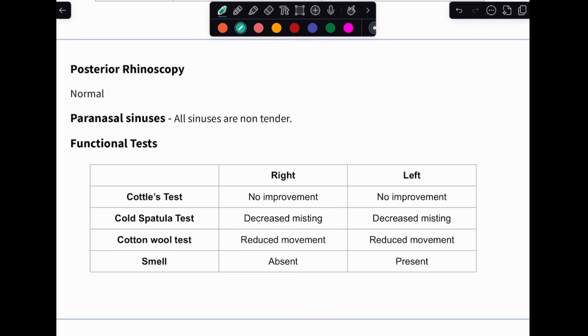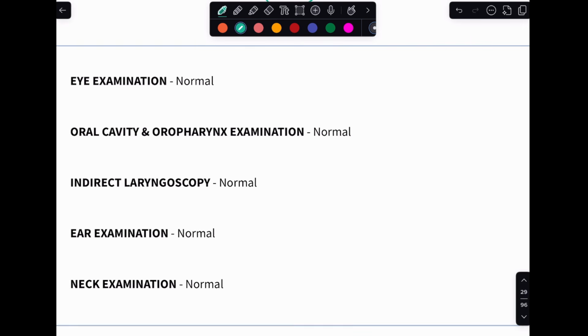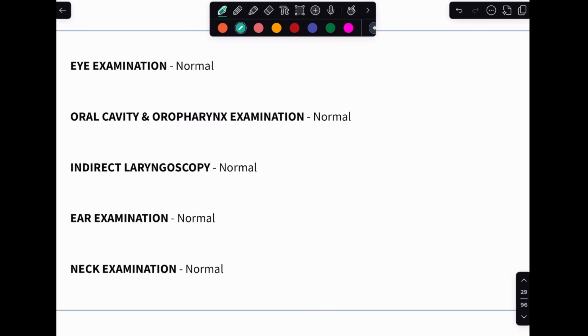On performing the cold spatula test, there is decreased misting on both sides. Cotton wool test also showed reduced movement on both sides. Smell was absent on the right side, and on the left side it was present. And all other examination was normal. So that is what our findings in our case have been so far.